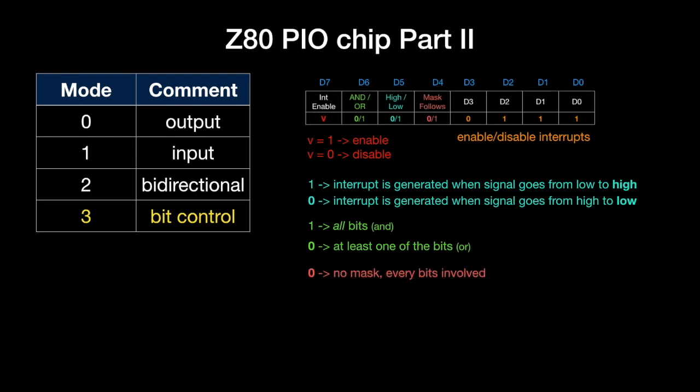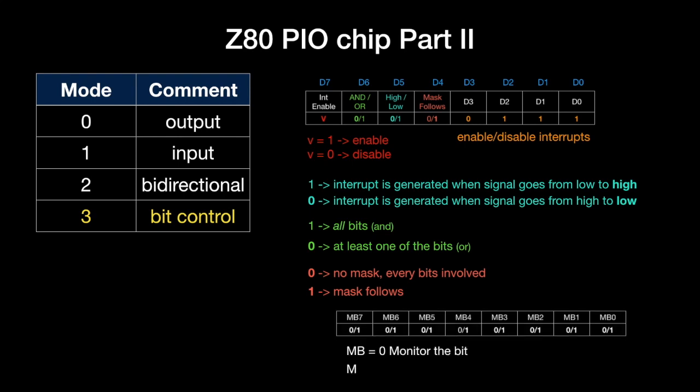With D4, you specify if you mean really all the bits, or you want to mask out only several bits. So 0 means no mask, every bit's involved, and if you put 1, a mask follows. If you set this flag to 1, you have to send another byte to the control channel. And in this byte, 0 means monitor the bit, and 1 means mask the bit. Ignore it.